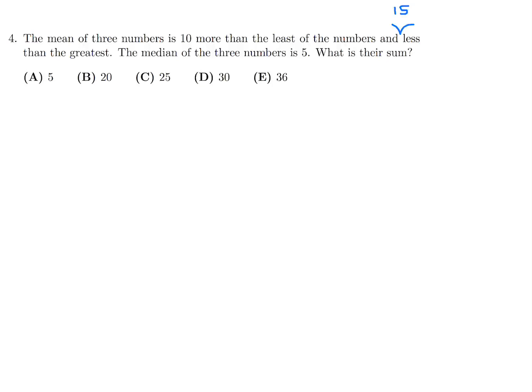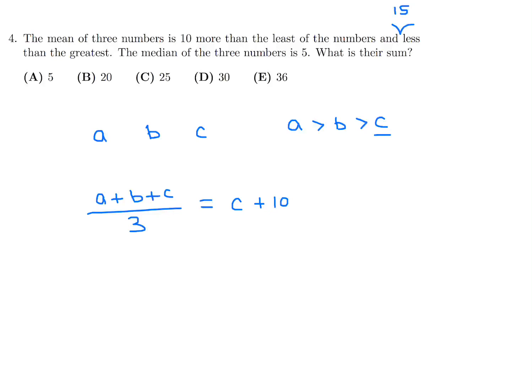So you have 3 numbers. I'll let them equal A, B, and C. And they're saying that the mean of these 3 numbers is 10 more than the least of the numbers. So if they're talking about least and greatest, we have to give these numbers a certain order. So I'll say A is greater than B and B is greater than C. So the mean, which would be A plus B plus C over 3, they're saying is 10 more than the least of the numbers. The least of the numbers is C, so C plus 10. So that's our first equation.